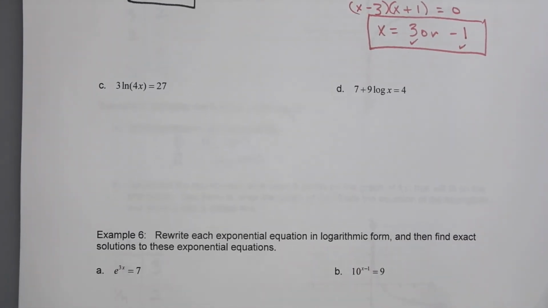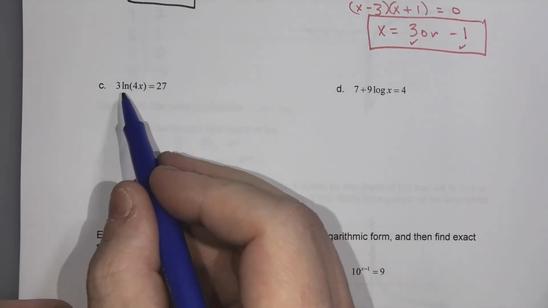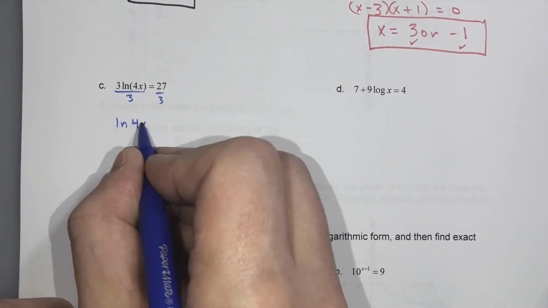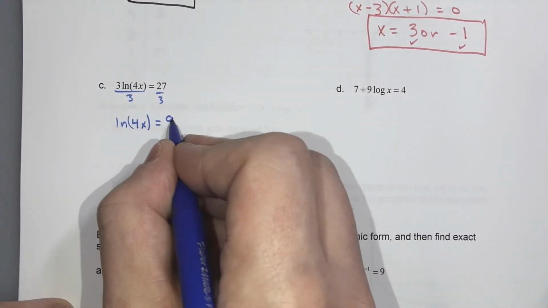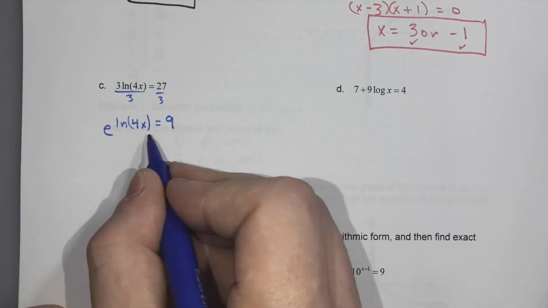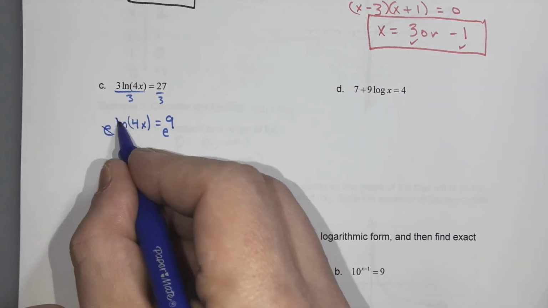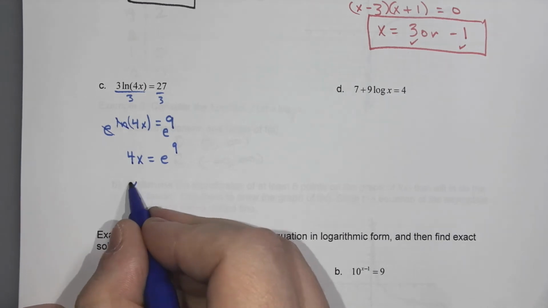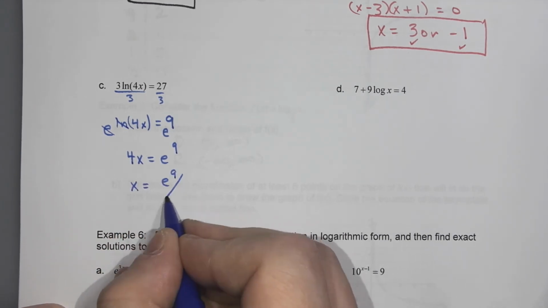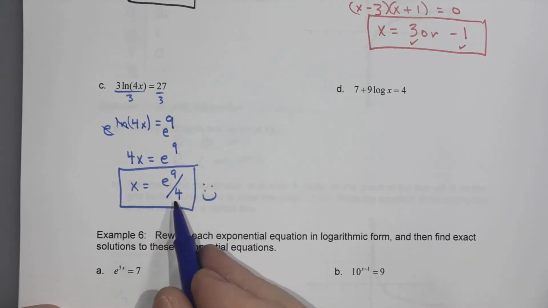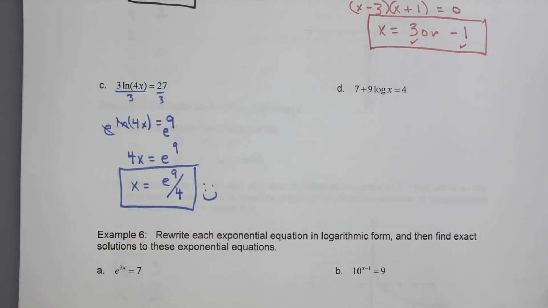Okay, this one. How do we undo? Well, first of all, let's get the logarithm by itself. Divide by 3 so that ln of 4x equals 9. How do we undo natural log? That's the e as the base, so that we get 4x equals e to the 9th, and then divide by 4. So e to the 9th over 4, box, happy face. That's definitely a positive number, so this one's totally fine, completely legal.